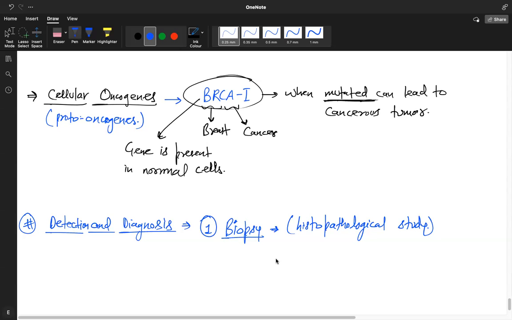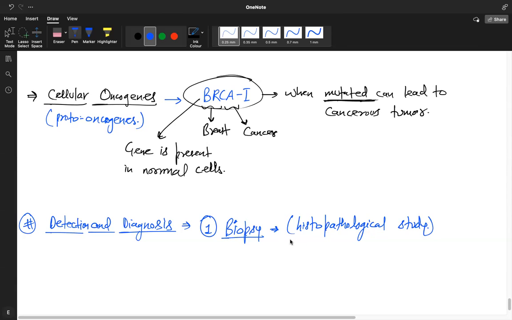From taking a piece of tissue: taking a piece of tissue, and then the tissue is cut into thin slices and is stained for cancer specific antigens. It can then be examined under the microscope.